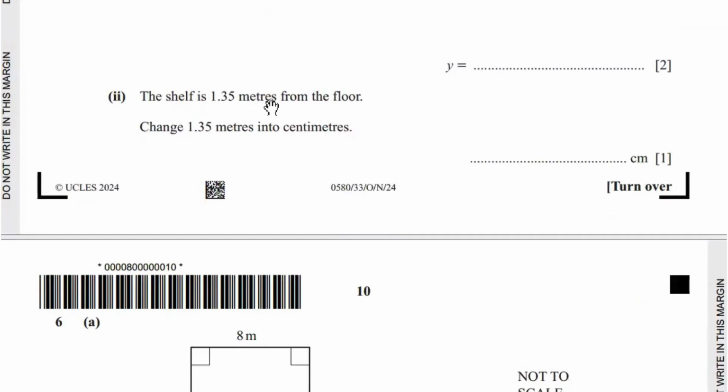Then it says this shelf is 1.35 meters from the floor. Change 1.35 meters into centimeters. If 1 meter equals 100 centimeters, 1.35 will be multiplied by 100, which is equal to 135 centimeters. That is the answer.